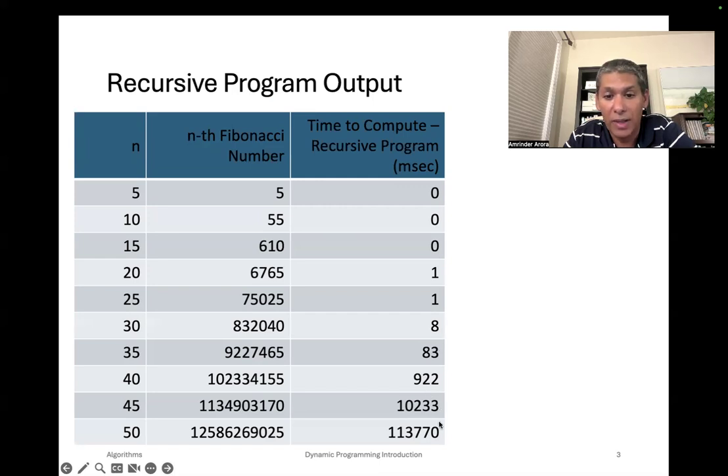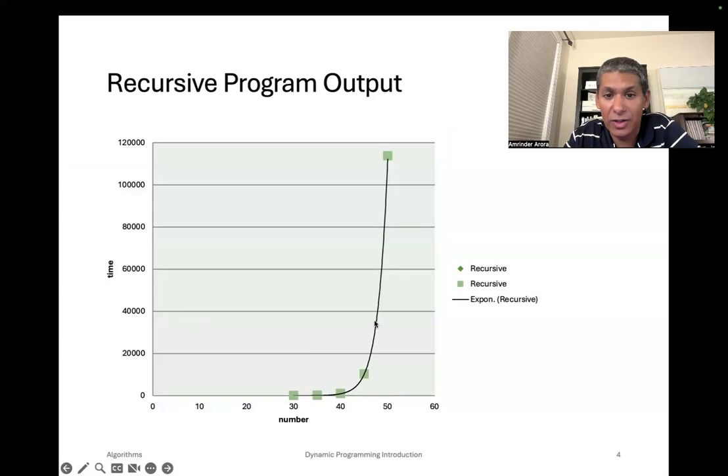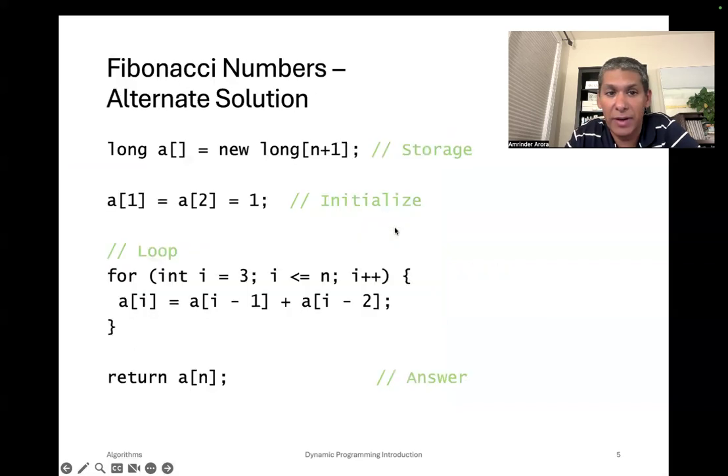And we have like 113,000 milliseconds. So that means almost 2 minutes just for the 50th Fibonacci number. You can get to the 55th, but most commonly the 60th Fibonacci number cannot be computed using this particular technique here. And the chart also shows something very similar here.